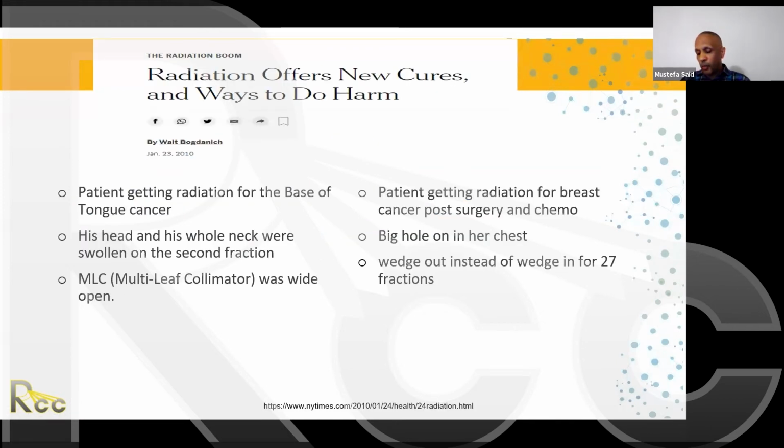Before I get to those three missions, I want to talk about this. This is from the New York Times, published January 23rd, 2010. It says radiation offers new cures and ways to do harm. There are two cases here. The first one: the patient getting radiation for base of tongue cancer, a head and neck treatment.